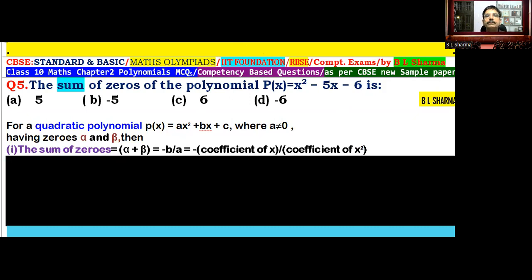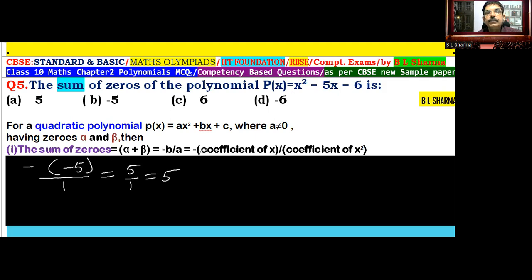So here, the coefficient of x is minus 5. So that is minus 5 divided by the coefficient of x square, that is 1. So 5 by 1. So 5 is the correct answer. The coefficient of x square is 1.